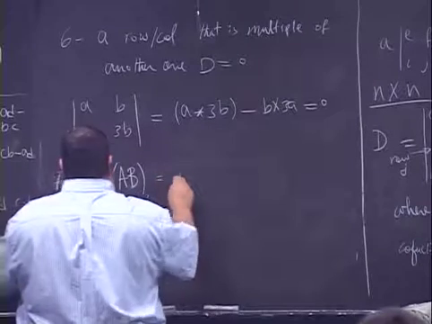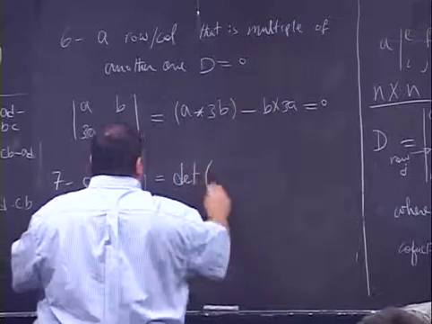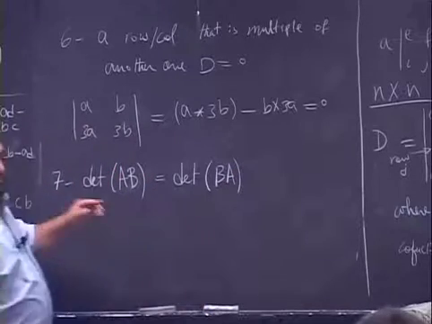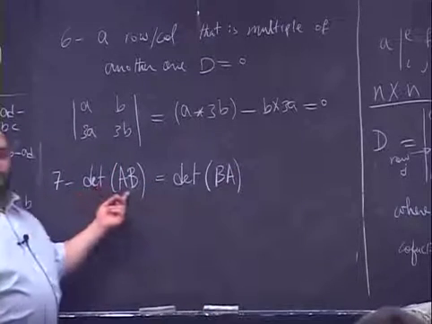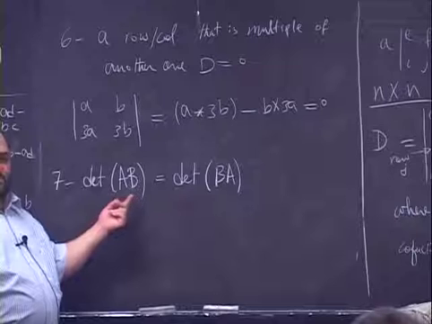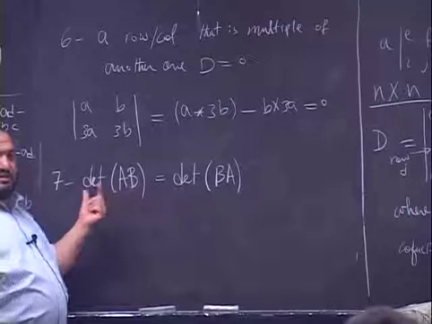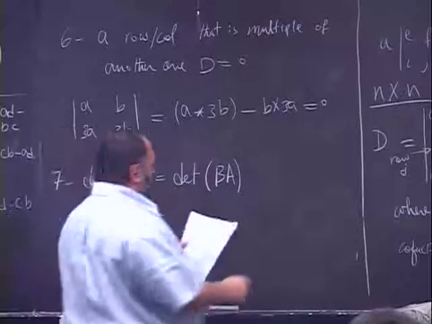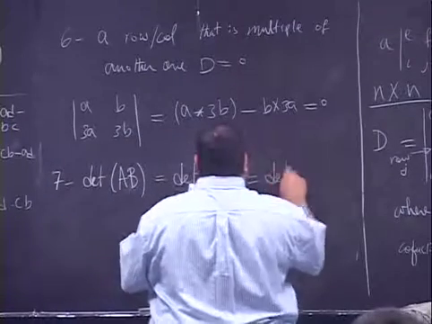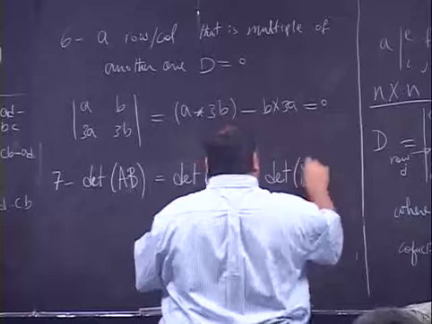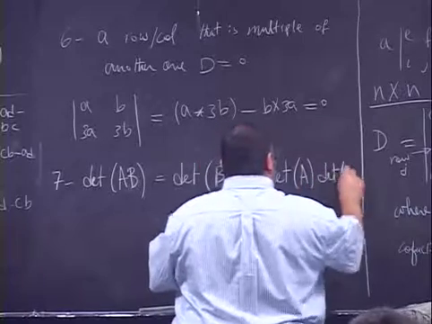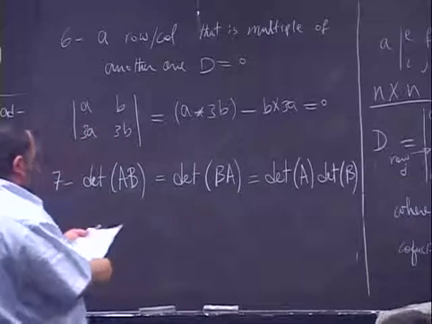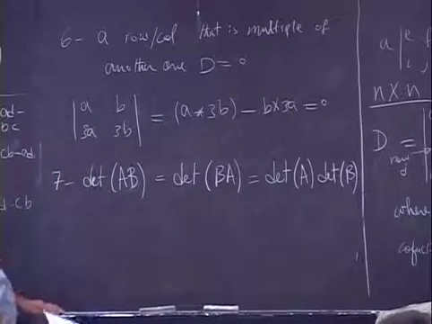So finally, the determinant of A multiplied by B is the determinant of B multiplied by A. We knew from matrices that AB does not equal BA, but the determinant of AB equals the determinant of BA, which equals the determinant of A multiplied by the determinant of B. So far, do you have any questions?